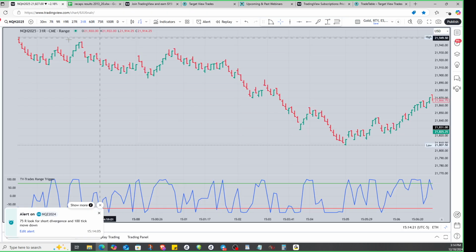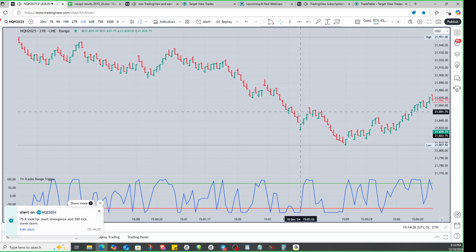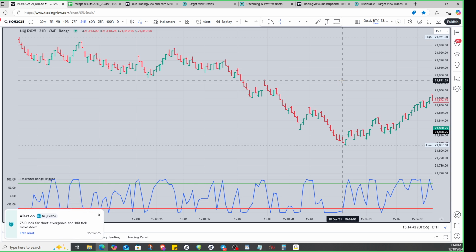If we look at the NQ, this is a 31 range bar. The NQ is $5 a tick, so every one of these bars is 155 bucks from top to bottom. So my $100 goal for the day can happen within a bar. And that is something that you really need to wrap your head around.